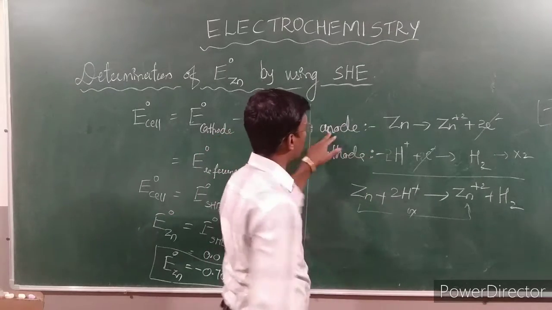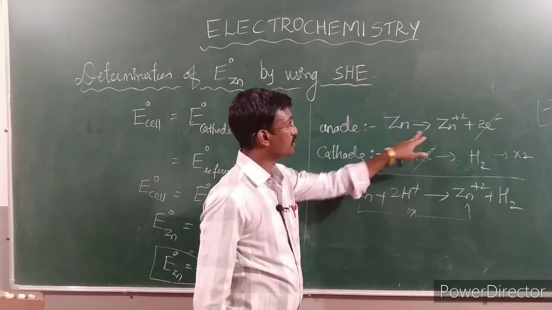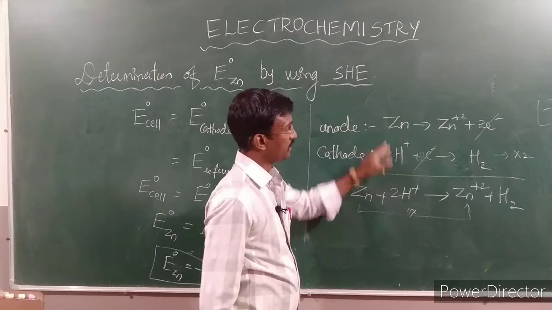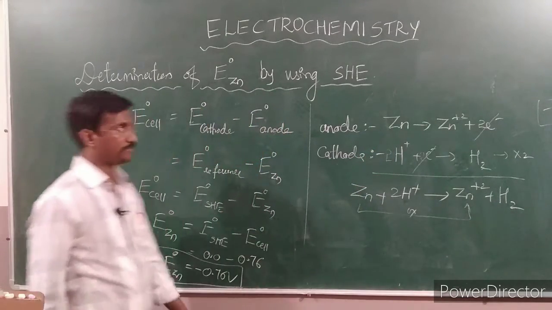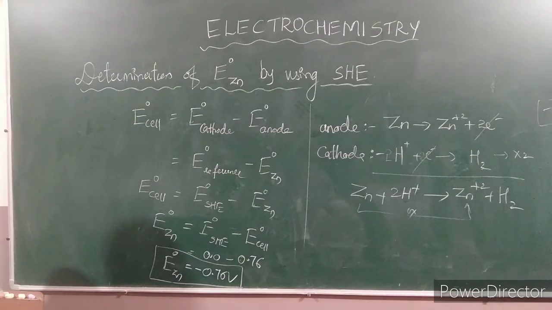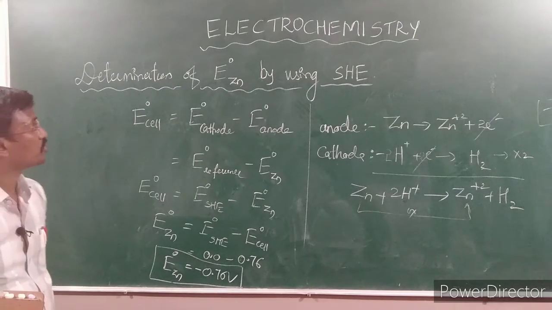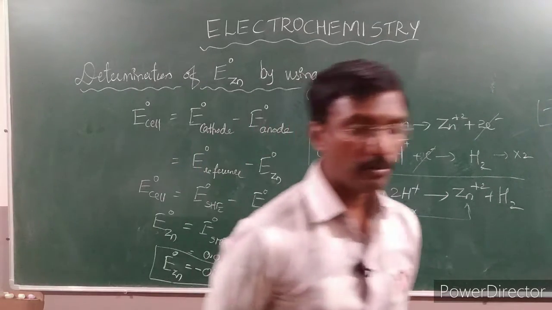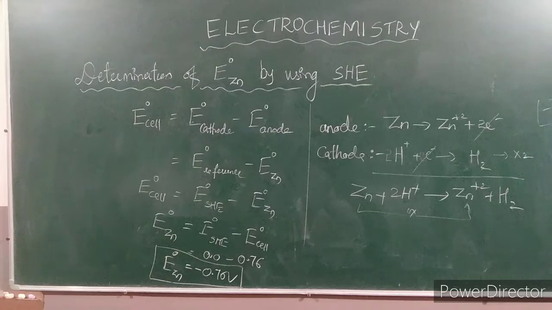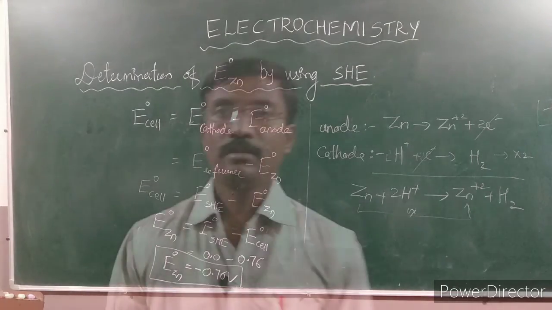At anode it is called the half oxidation reaction, and at cathode the half reduction reaction. Together it is called the redox reaction. It is the overall reaction. So this is about the determination of the standard electrode potential of zinc by using the SHE. The same we will continue in the next one, copper.